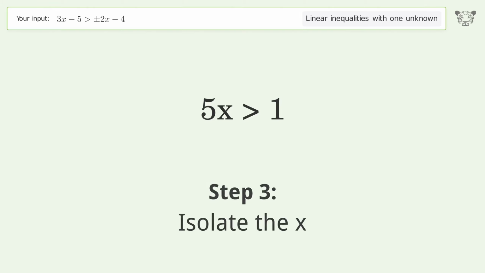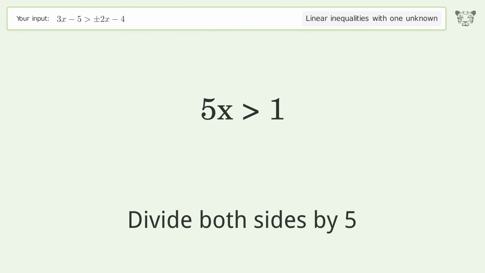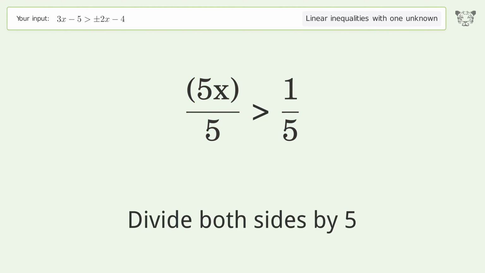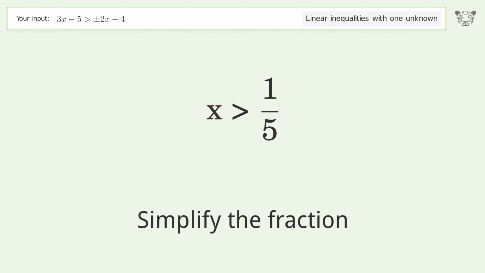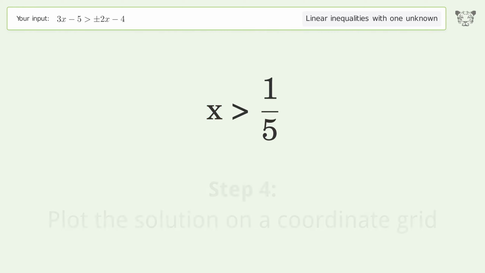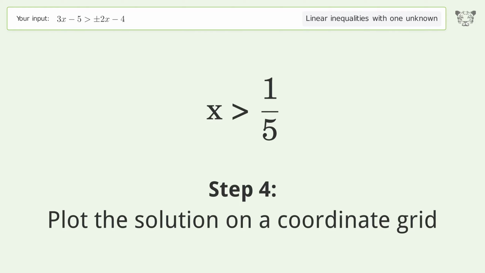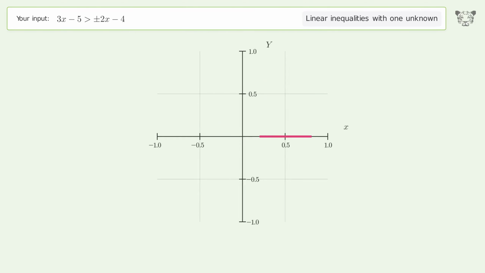Isolate the x. Divide both sides by 5. Simplify the fraction. Plot the solution on a coordinate grid. And so the final result is x greater than 1/5.